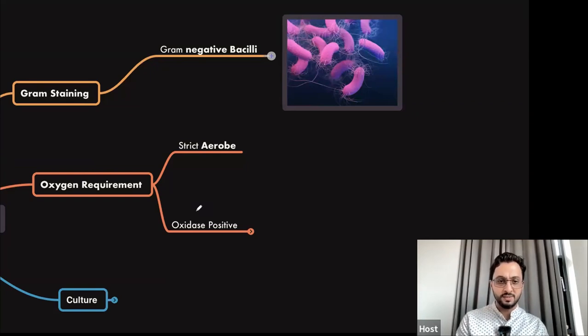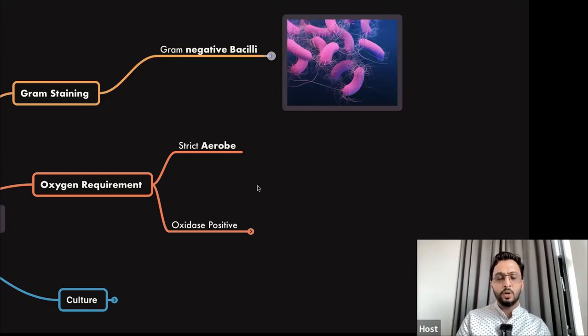Now you're going to get questions. Gram negative bacilli, which is strict aerobe, oxidase positive, and causing this disease. Identify the organism. Or you can also get this image, and they can give you this description, oxidase positive and all, and they ask you to identify the organism.